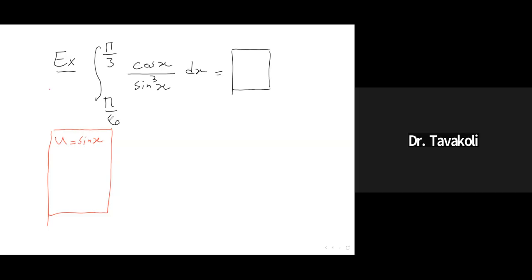First, let's see how u is related to dx. The derivative of u with respect to x, the derivative of sine x, is cosine x.